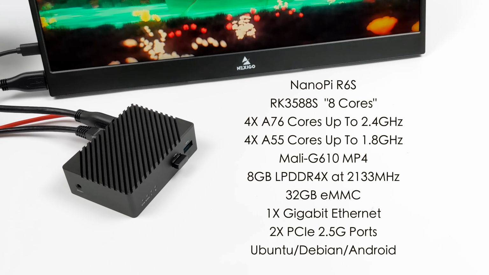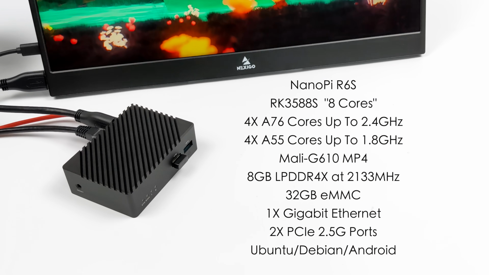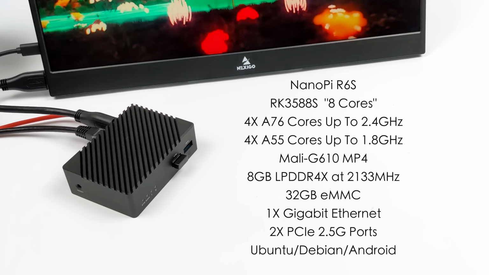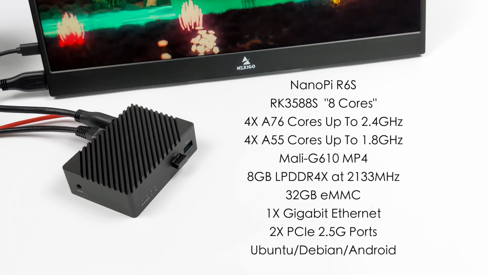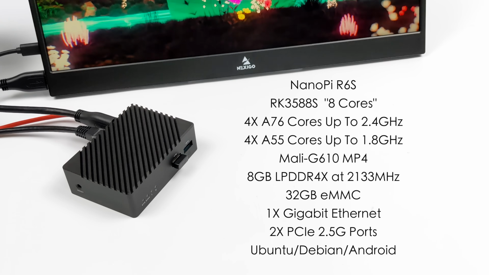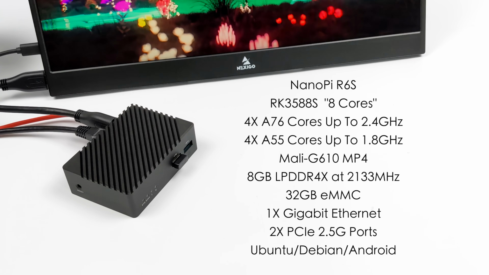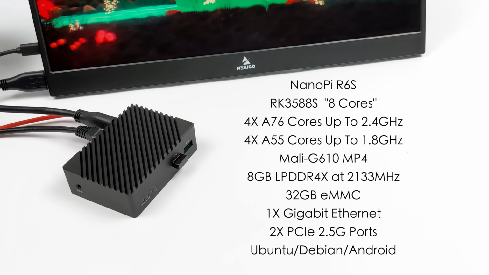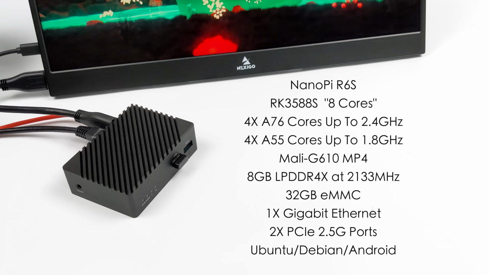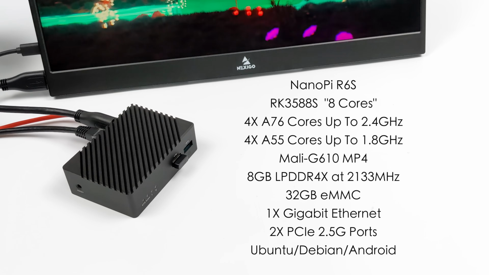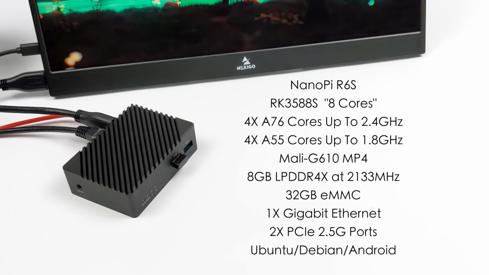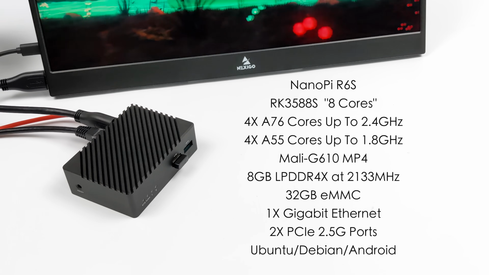So for that CPU, we've got the Rockchip RK3588. It's an 8-core ARM SoC. We've got 4 A76 cores running at up to 2.4 gigahertz and 4 A55 cores running at up to 1.8 gigahertz. But what makes this chip really special is the GPU. Because we've got the Mali G610 MP4, this does support OpenGL and Vulkan, and like I mentioned, in Android, we can run GameCube and PS2 games with this, and even native Android games.